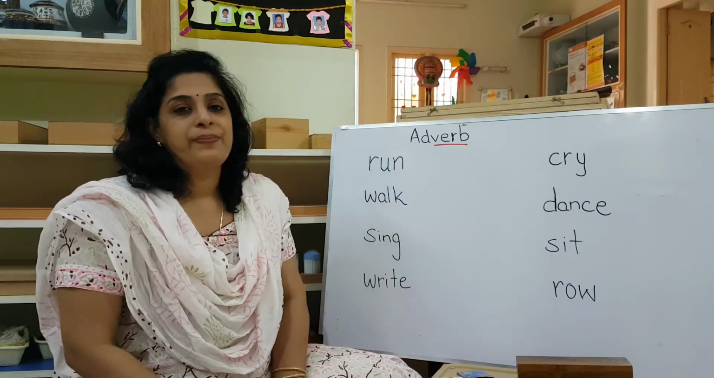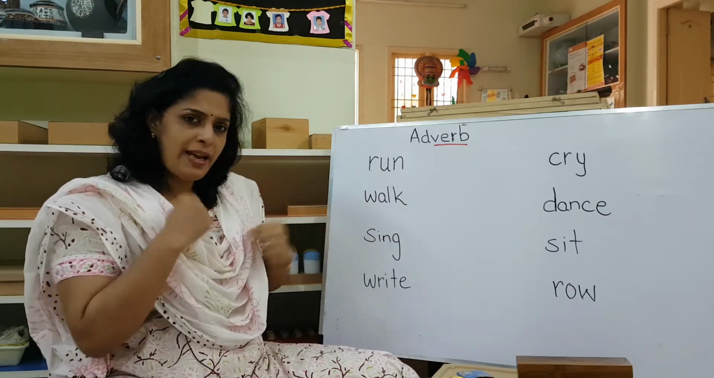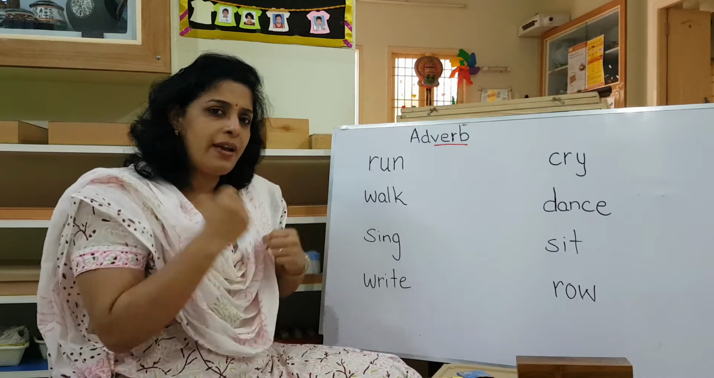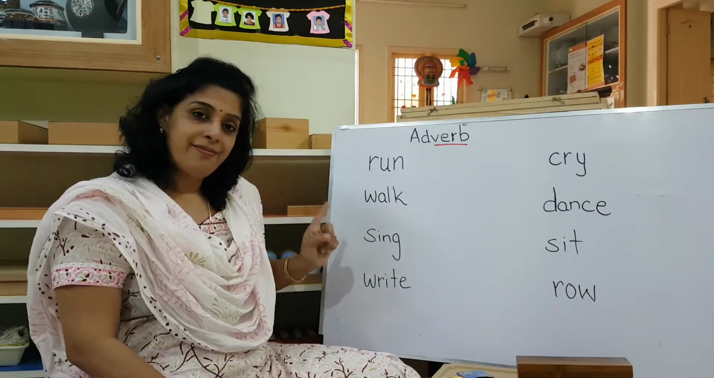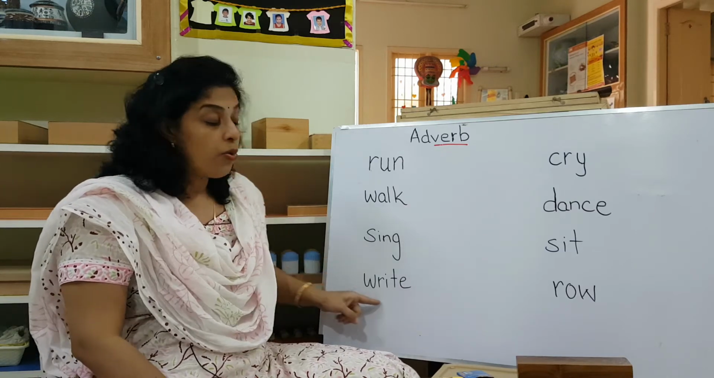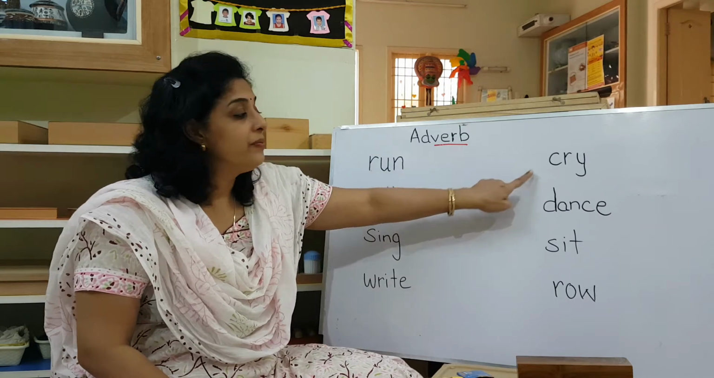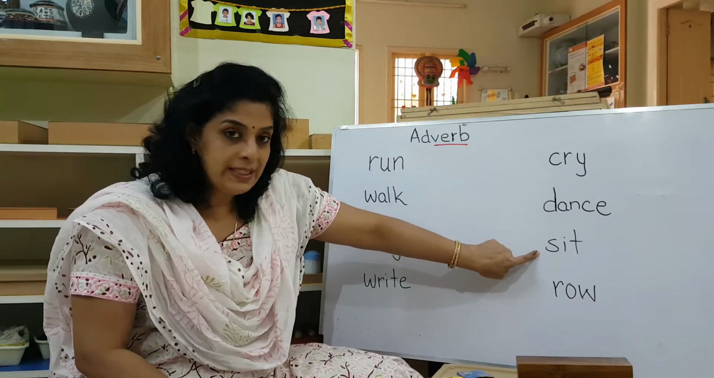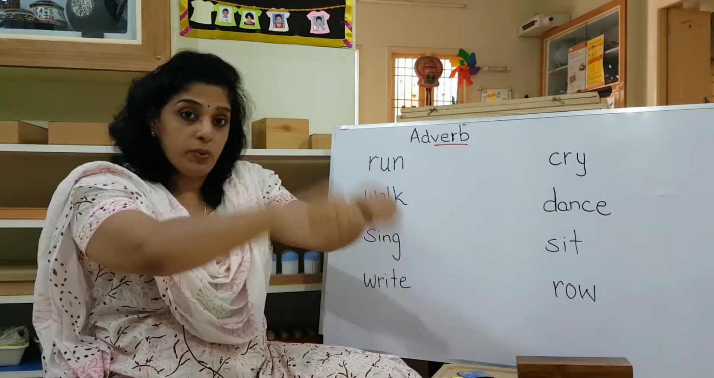Rowing the boat. One more time, shall we see all the verbs? Run. It's an action word. A word which is telling about an action. What is the action? Run. Walk. Sing. Sing with a mic. Write. Cry. Dance. Sit. Row. As in rowing the boat.